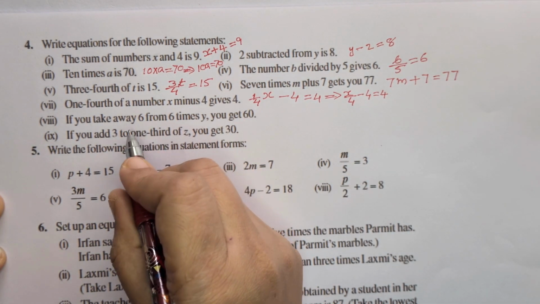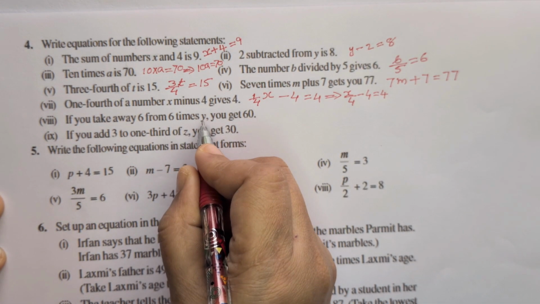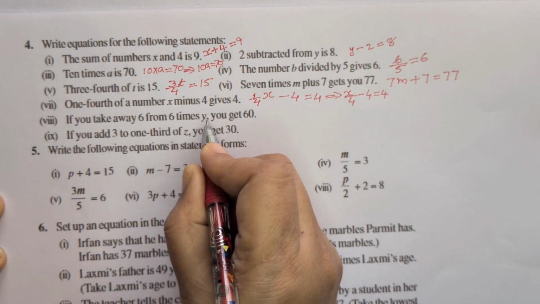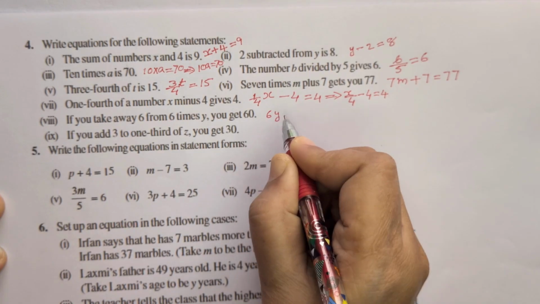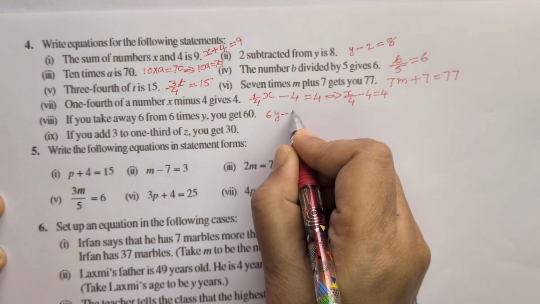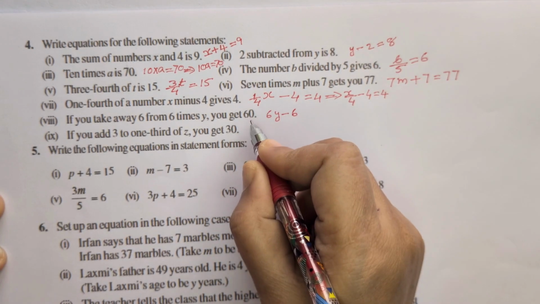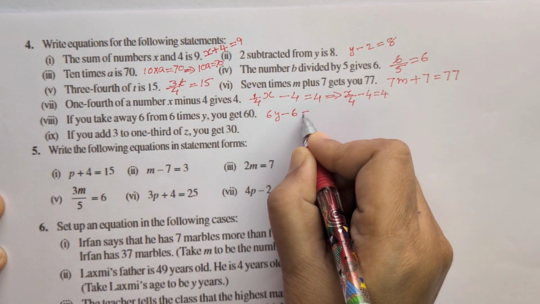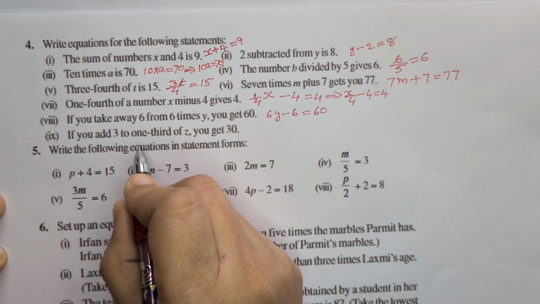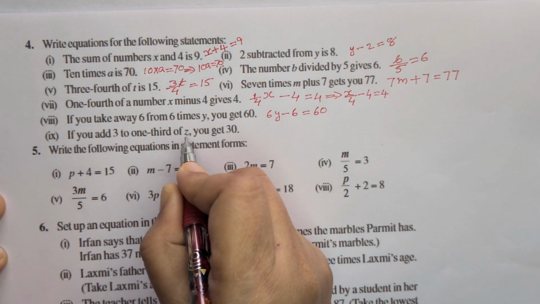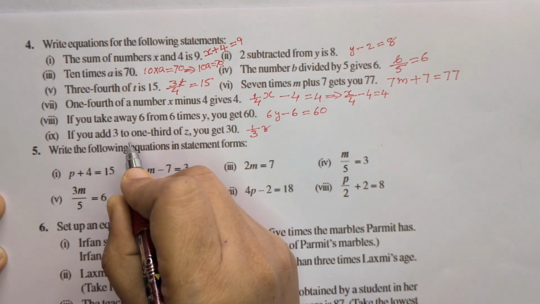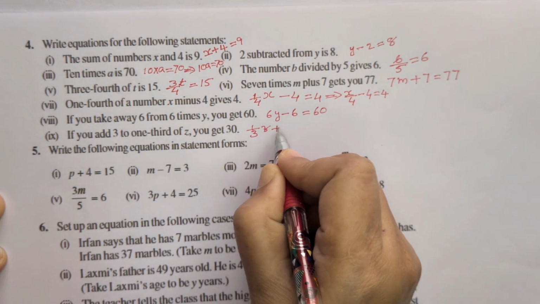Here if you take away 6 from 6 times y, take away means subtracting, minusing. 6 times y, so 6y, from that if you take away 6, 6y minus 6, you get, that means equals 60.